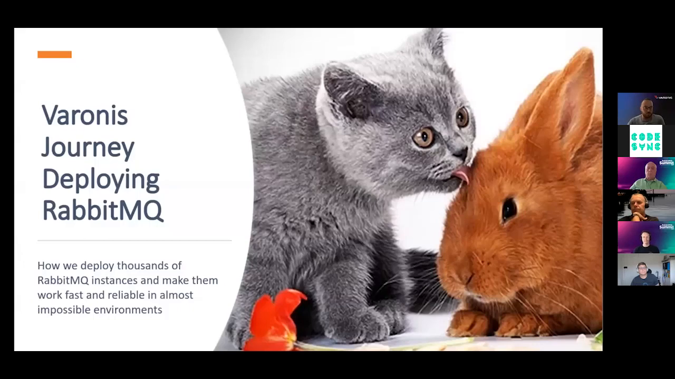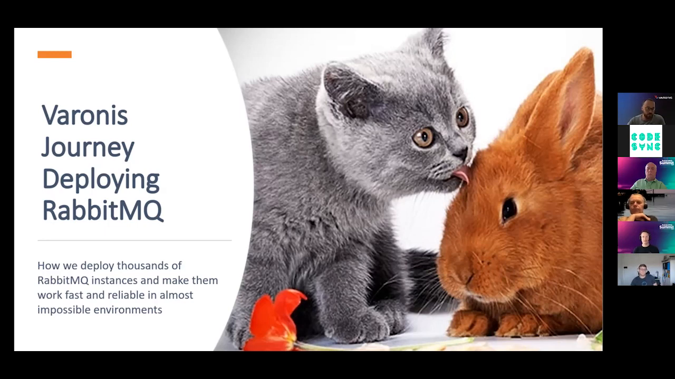So today I'm going to talk about Varonis' journey deploying RabbitMQ. Just a little bit of introduction. We are not the common use case at Varonis. We deploy RabbitMQ to our customers, and we've deployed thousands of RabbitMQ instances, sometimes in almost impossible environments. We've managed to make it work fast and reliably, even though we don't use a cluster. We cannot use a cluster. This is our constraint.